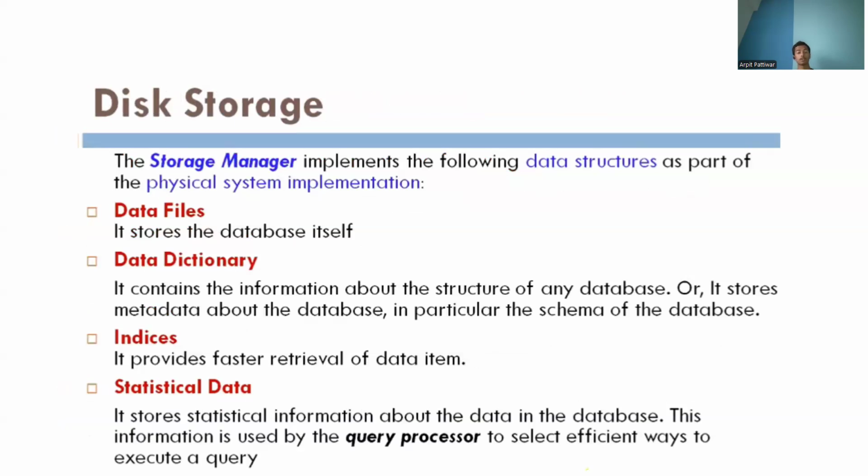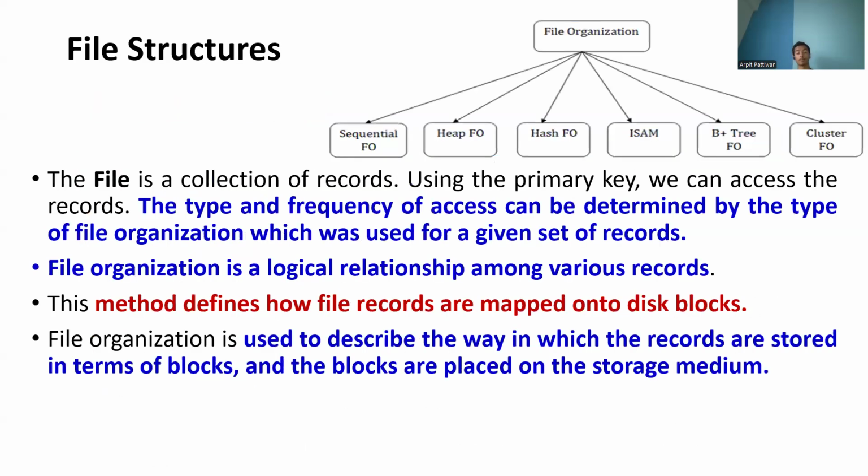Next is the storage. The storage manager implements the following data structures as part of the physical system implementation. Data files. It stores the database itself. Data dictionary. It contains the information about the structure of the database, or it stores metadata about the database, in particular the schema of the database. Indices. They provide faster retrieval of data items. Statistical data. It stores statistical information about the data in the database. This information is used by the query processor to select efficient ways to execute the query.